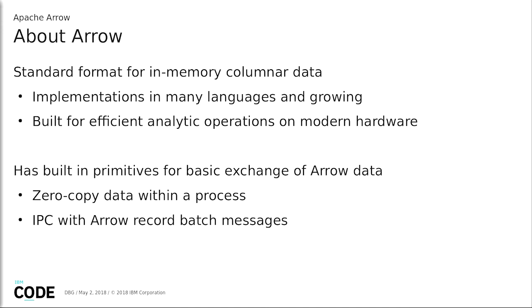Now, Arrow has built-in capabilities to work with Arrow data memory efficiently. You can zero-copy data within a process, take zero-copy slices, for instance. And there are primitives for inter-process communication built in. The primary data structure for that is what they call an Arrow record batch, which is a number of columns that each have equal lengths. And so it has a batch size.